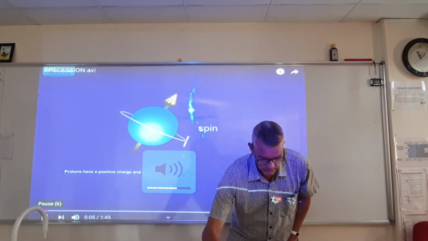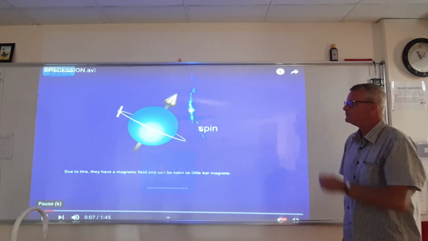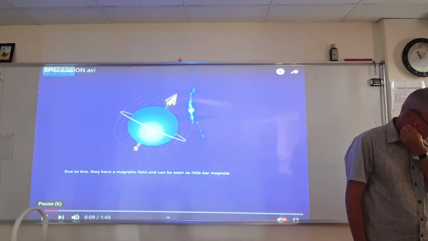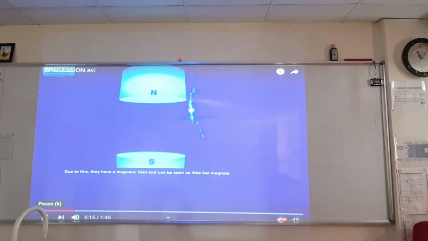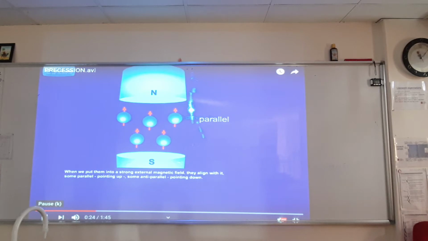And possess a spin. Into this, they have a magnetic field and can be seen as little bar magnets. And if we put a strong external magnetic field, they align with it. Some are parallel, pointing up. Some anti-parallel, pointing down.